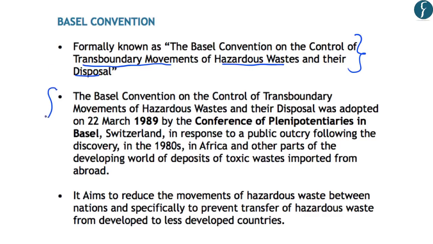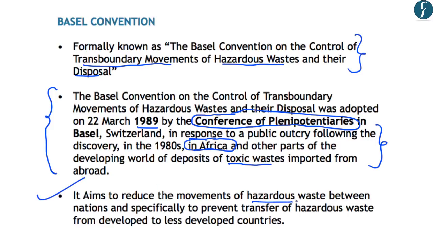Now let us look at the background of this convention. This convention was adopted in 1989 by a famous conference known as the Conference of Plenipotentiaries. And this was signed in response to the protests against the disposal or dumping of toxic waste from developed countries into developing countries, especially into Africa. So it aims to reduce the movement of hazardous waste between nations and specifically prevent transfer of hazardous waste from developed to the developing countries.